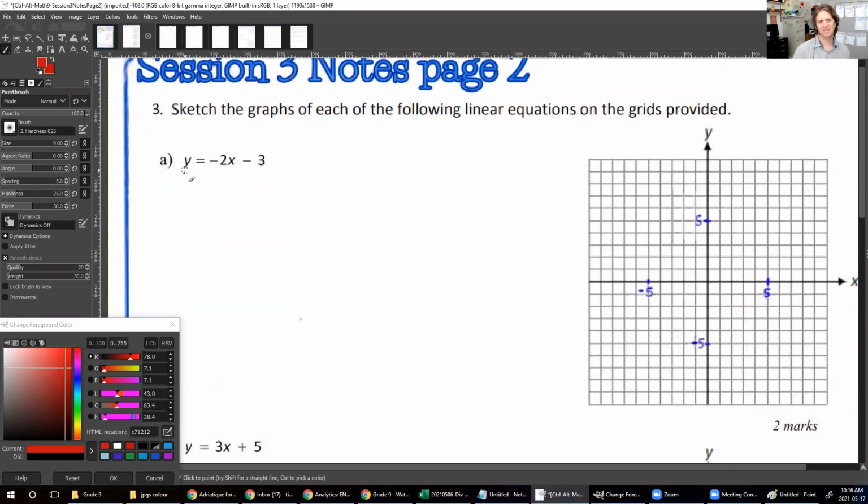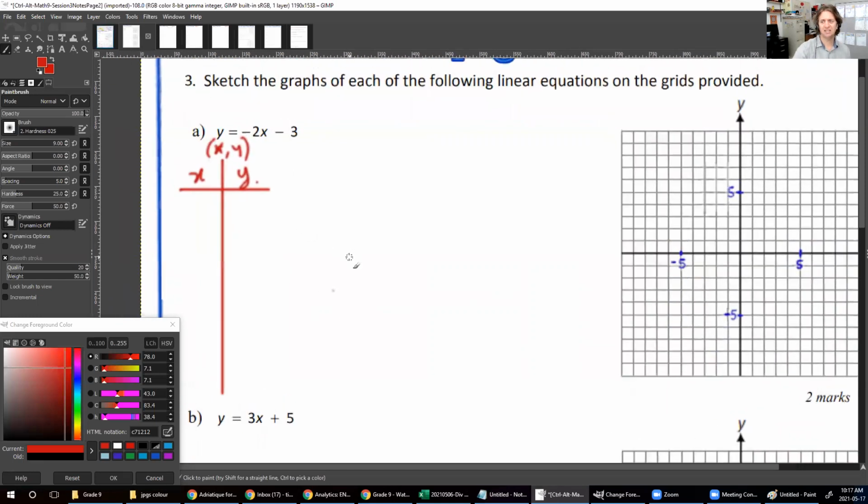We're wanting to plot this. The first thing I want to do is make a table of values. I'm going to put my x on this side, my y on this side, so that I have an x comma y to plot on my graph. Now this is the part you get to choose. What are your x values?